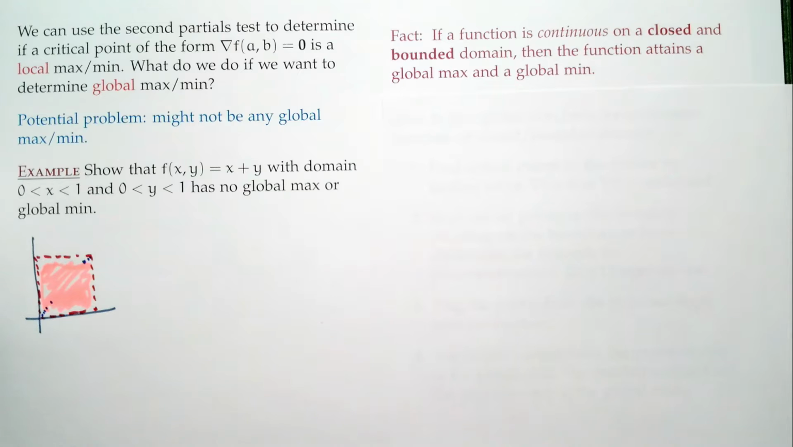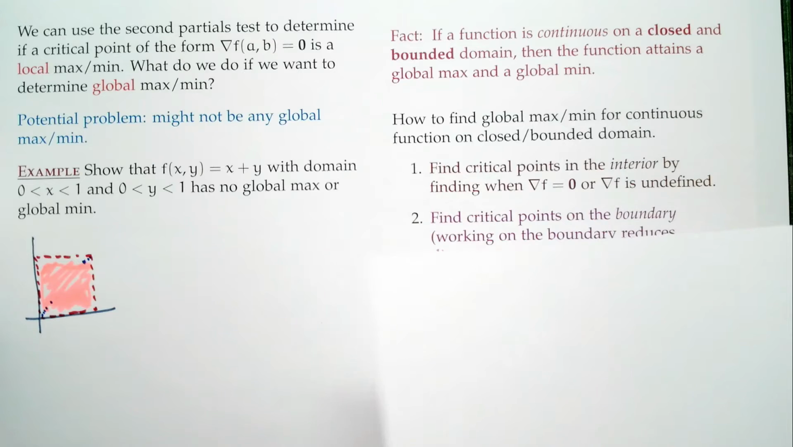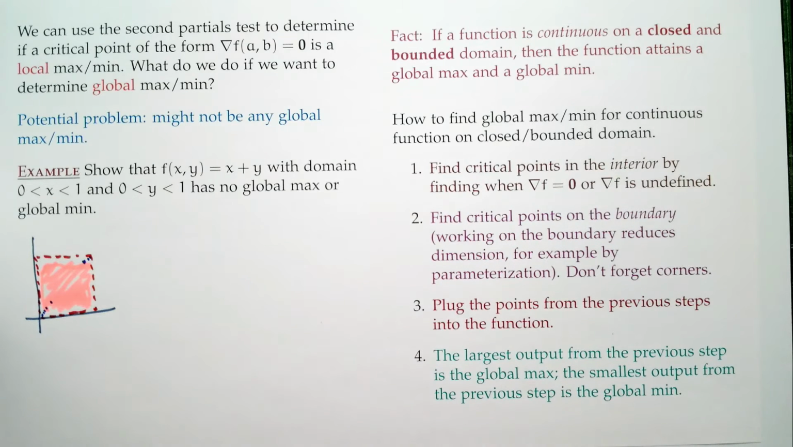It's good stuff. But we're just going to take it as a fact. Now here's a really useful thing about this fact. We know our global max and global min exist. That's a huge advantage. Massive advantage. So here's what we're going to do. Here's the process for finding a global max and a global min.